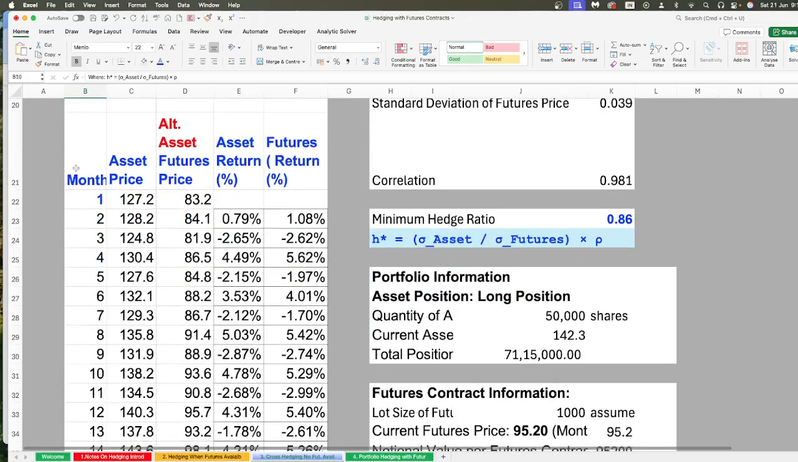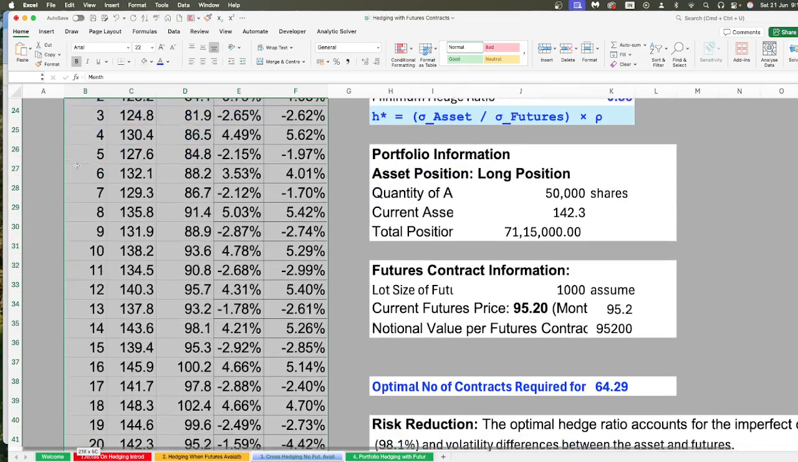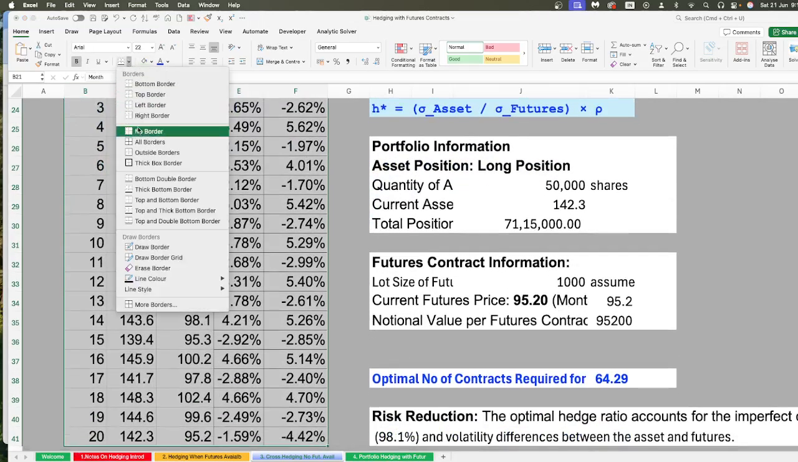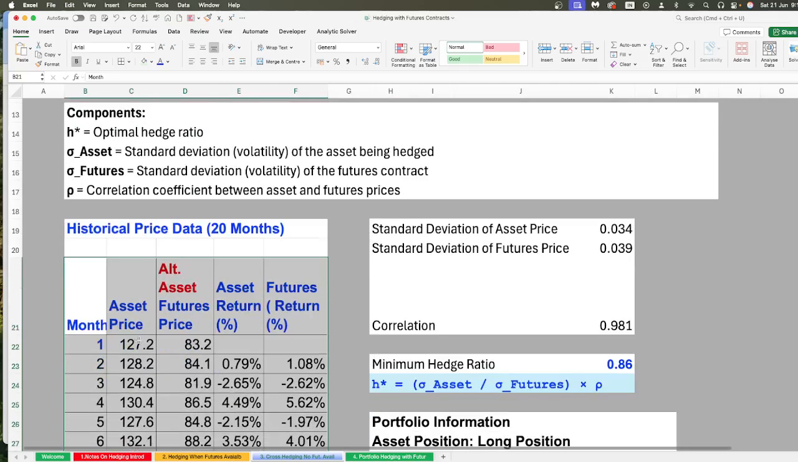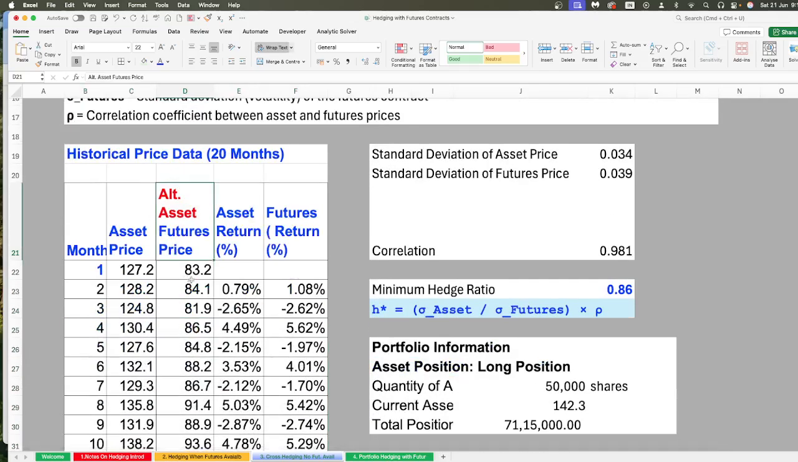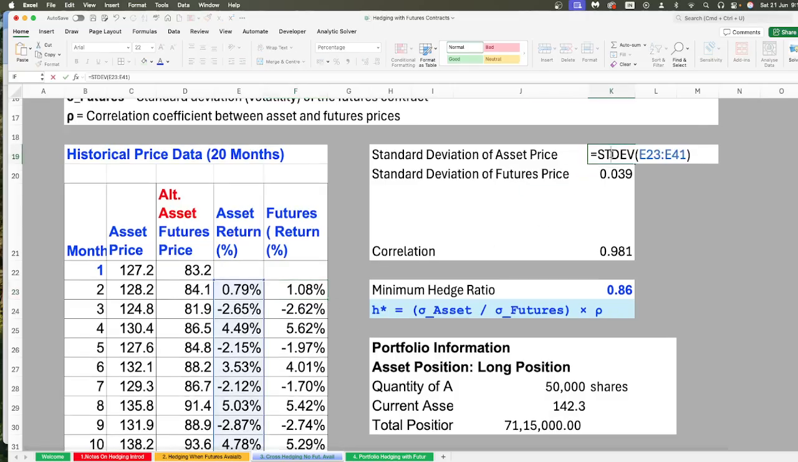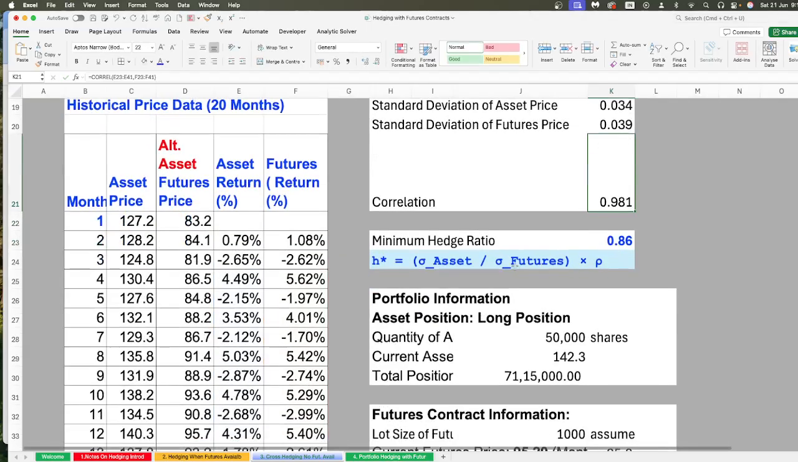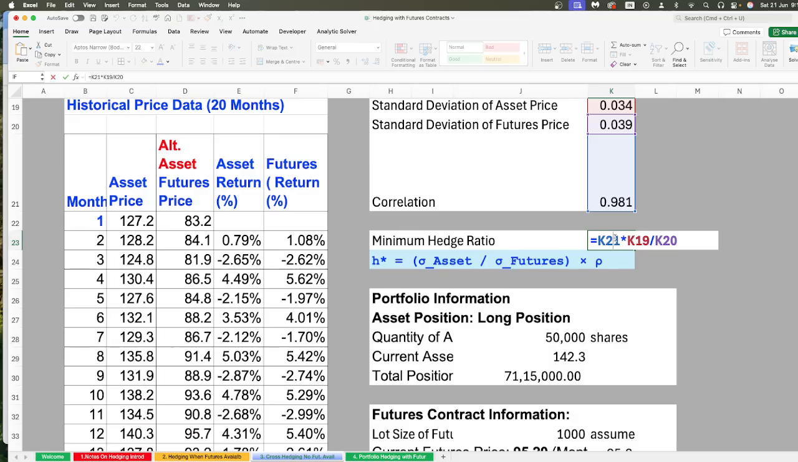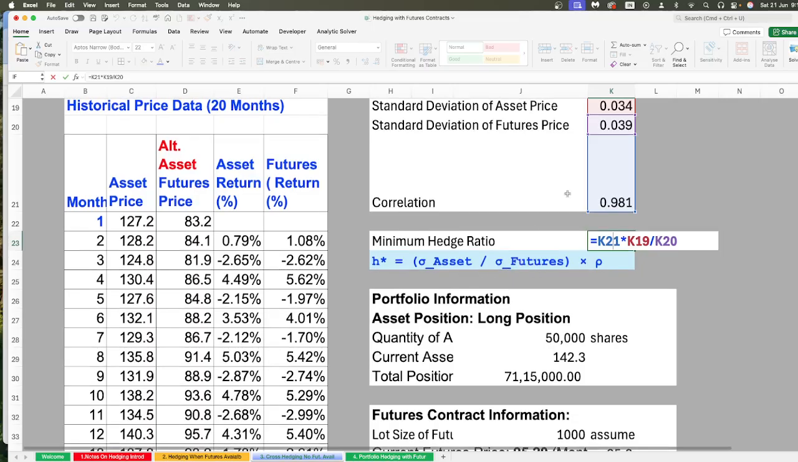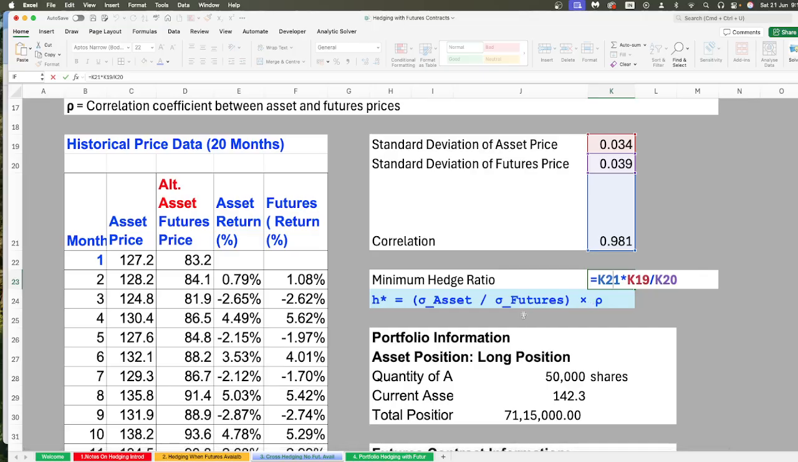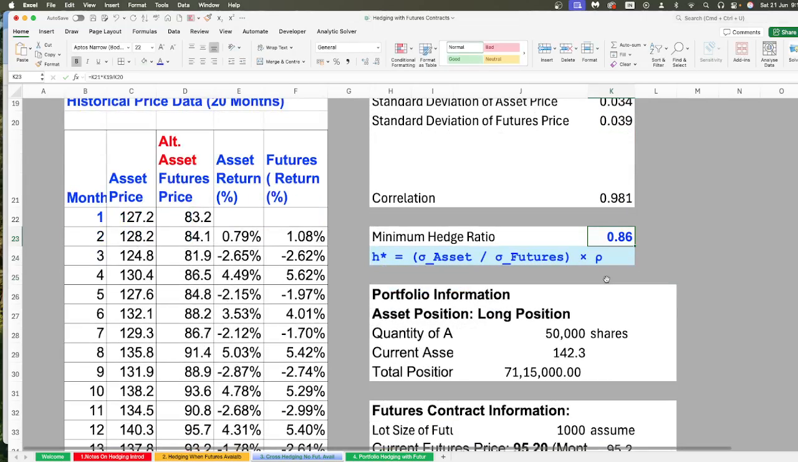So let's assume some data. Let's say we have 20 months of data available, and the asset prices and the alternative futures price are also available. Let's quickly calculate the returns of these assets and the futures price. We calculate the standard deviation of the asset and similarly the standard deviation of the futures price changes, and we also calculate the correlation. So H star can be calculated as the correlation times the asset price standard deviation divided by the futures standard deviation, that is roughly 0.86.